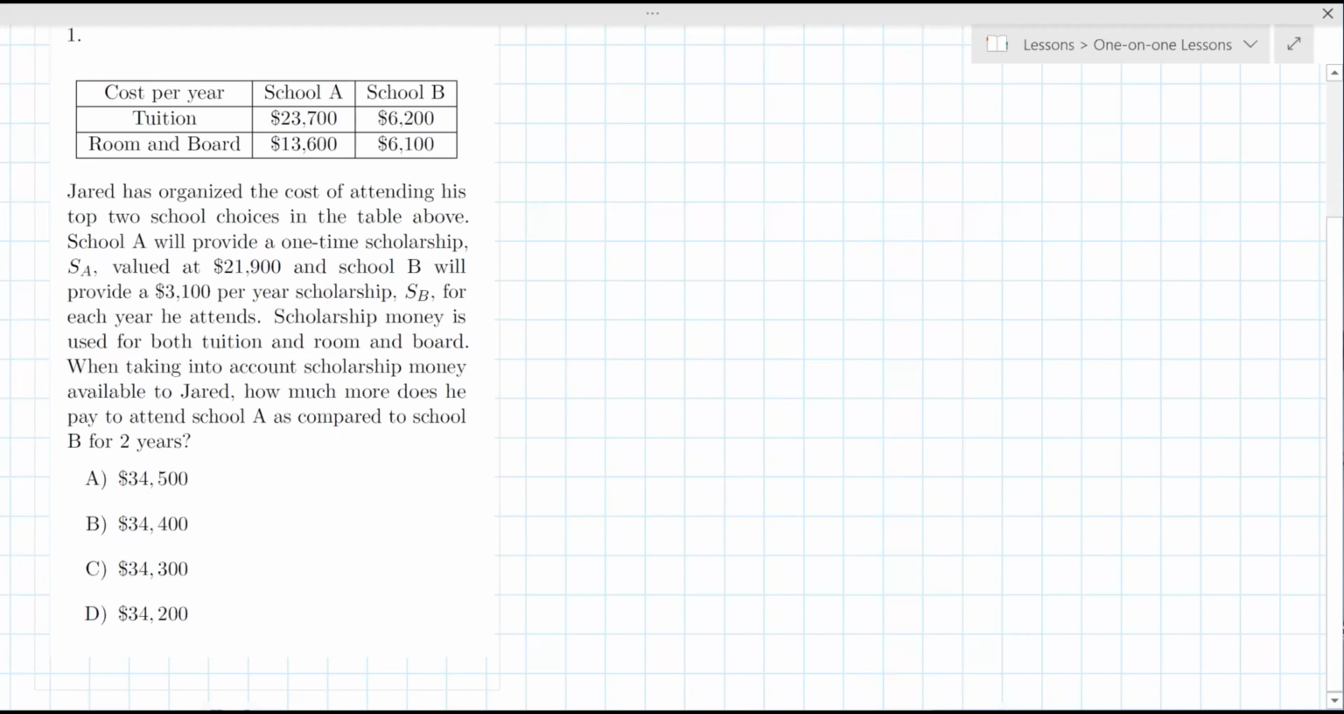So if you're seeing my screen, you're seeing a question about Jared organizing the cost of attending schools. So first thing I guess I'll point out here is that for the SAT, there are 4 options, A through D, and then F through J, F, G, H, J, I think. And then for the ACT, you get 5 options. So just a small variant there.